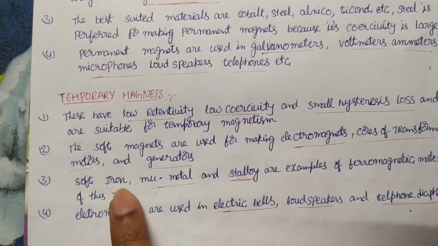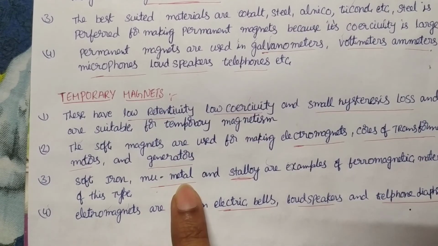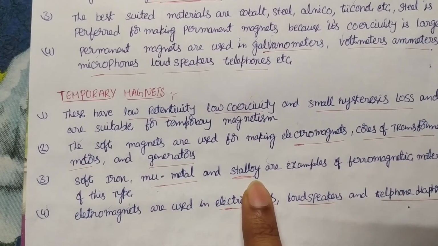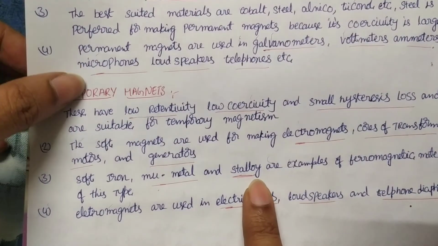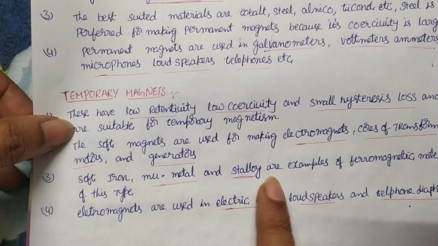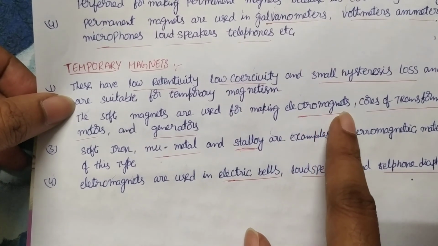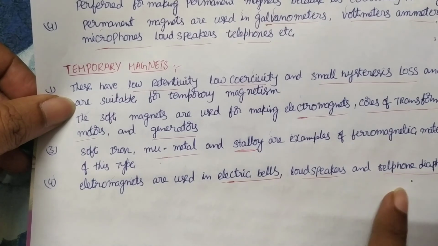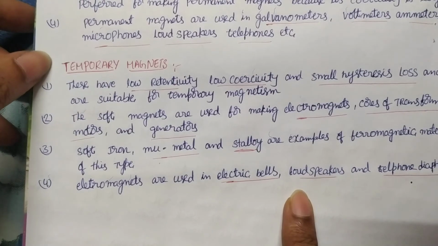Soft iron, Mu metal. It is a combination of nickel and steel. That is what you call Mu metal. Sterling metal, you see, is silicon iron only. They call it sterling metal here. It is a best example of ferromagnetic materials used for temporary magnets. Where do they use it? Electrical bells, as we already discussed in making electromagnets and cores of transformers, and additionally electric bells, loudspeakers, telephone diaphragms. They use this type of temporary magnets here.